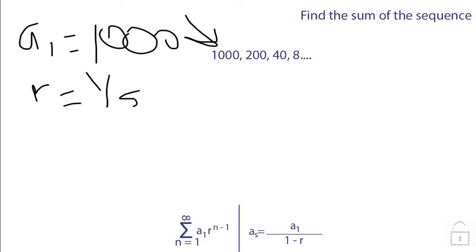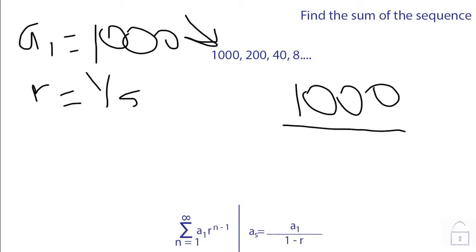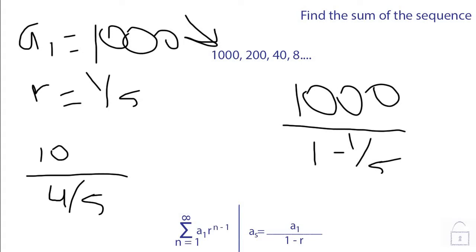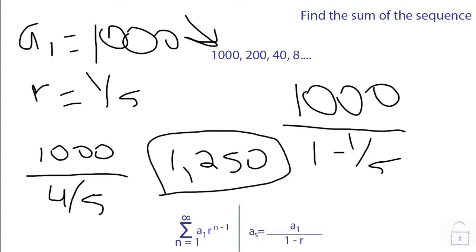Alright, so now we can plug everything into this equation, and we get 1,000 over 1 minus 1/5. Now, 1 minus 1/5 is 4/5. So, 4 over 5. Alright, so then it's going to be 1,000 over 4 over 5. And if we take 1,000 divided by 4 over 5, we get 1,250. Alright, and that's our answer for this infinite sum.